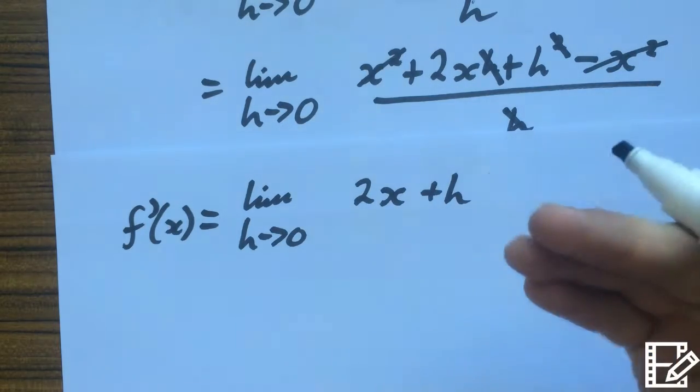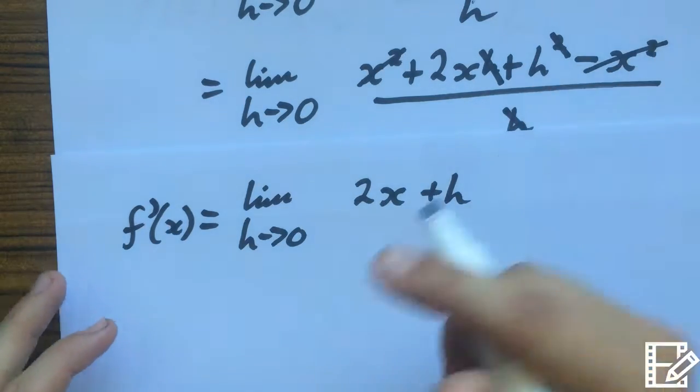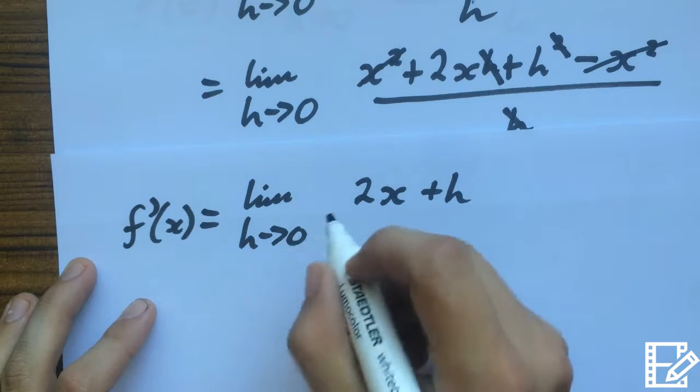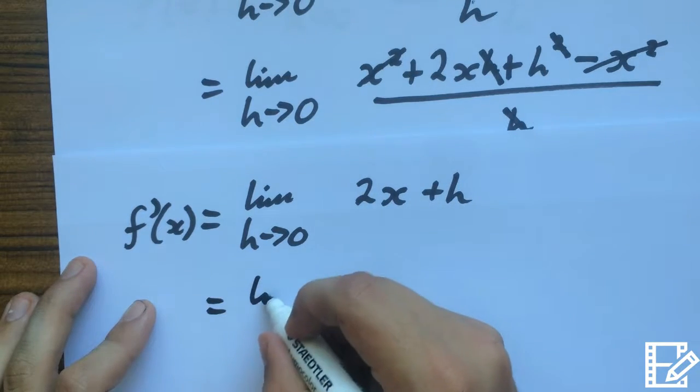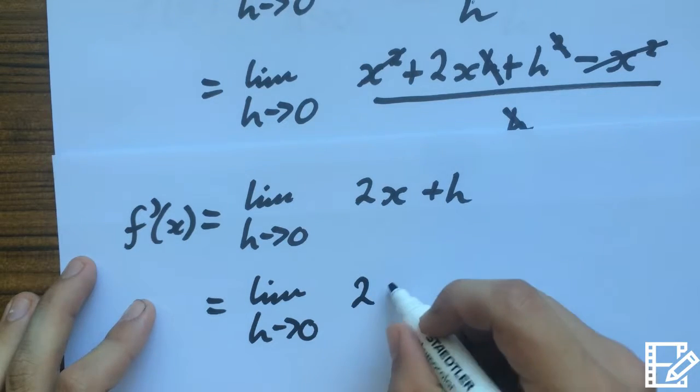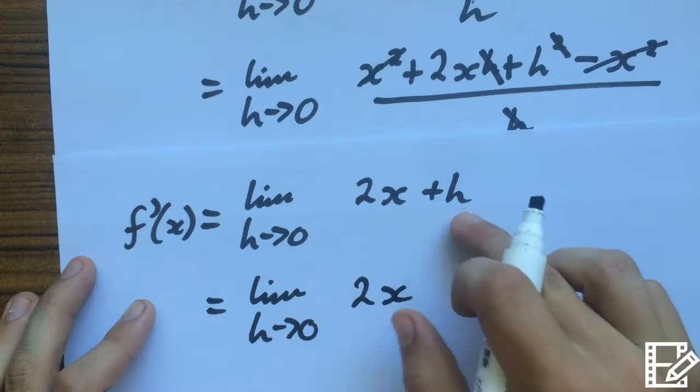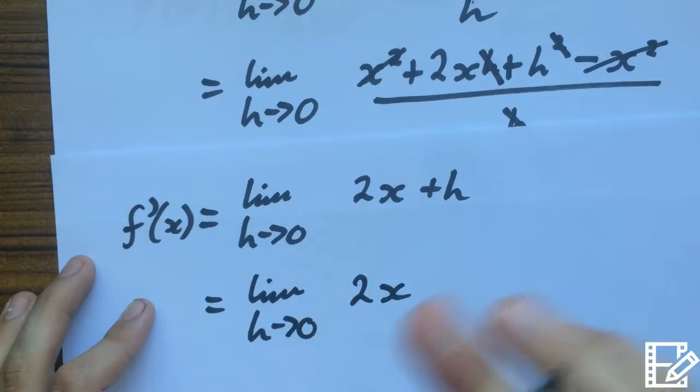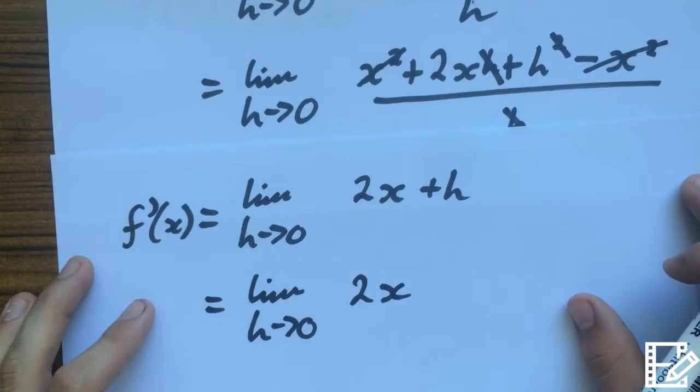It's a little bit confusing to wrap your head around for some people. But essentially, the limit as h approaches 0 is 2x. Because h is so small, you don't even worry about it. It doesn't affect the equation at all.